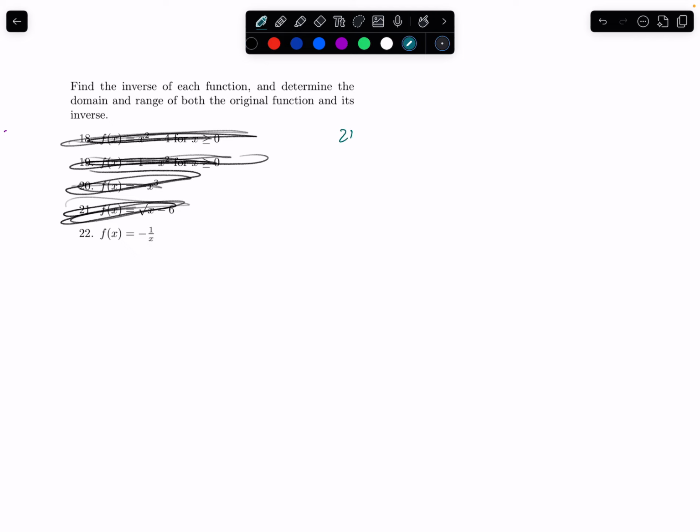Okay, this is 22. First step, y equals -1/x. Second step, exchange x and y. Okay, and then solve for y. Oh, okay, this is an interesting one. How do I solve for y? First, because y is in the bottom, I'm going to multiply on both sides. So I get xy is equal to -1. And now, get y by itself, divided by x. So y is equal to -1/x.